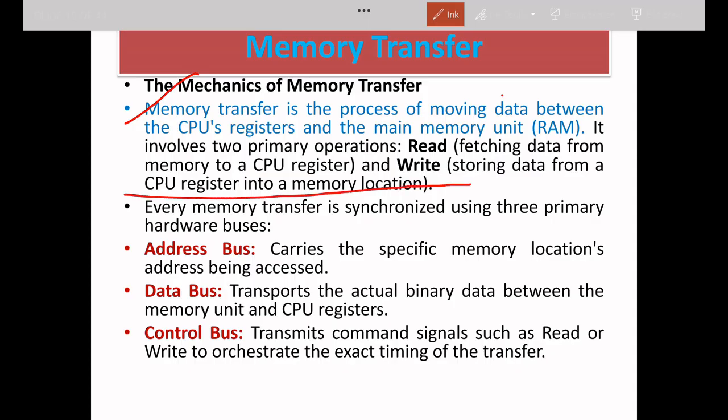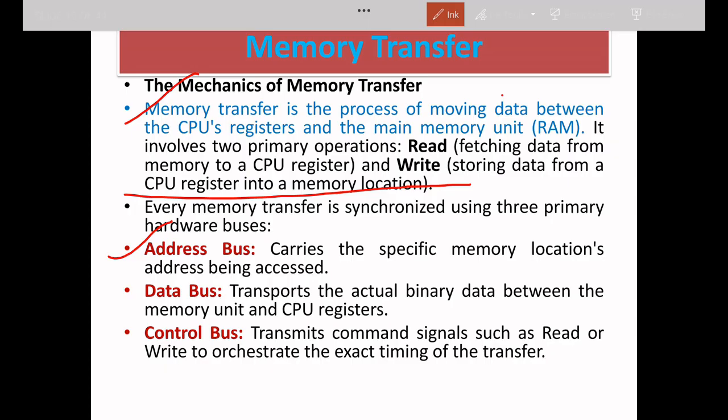There are 3 primary hardware buses. Just like the primary colors, red, green and blue, by combining these 3 primary colors you can create many different colors, 256 colors in computer science. Similarly, there are 3 primary hardware buses.